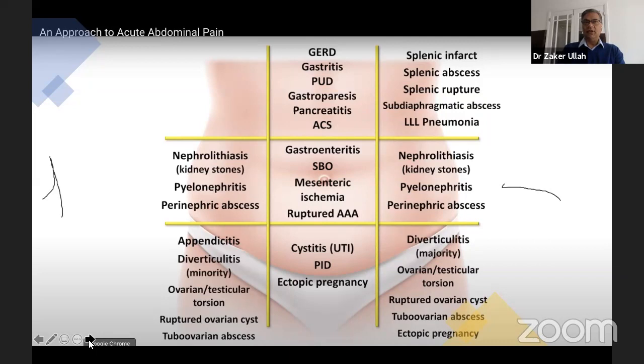But don't forget to examine the testicles, and pelvic examination is very important, because a ruptured ovarian cyst or ectopic pregnancy, this kind of condition, or a twisted ovarian cyst can cause severe abdominal pain and shock as well.